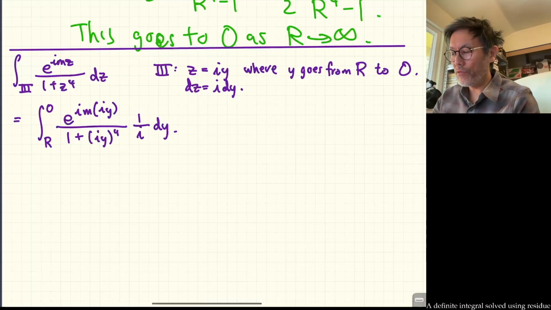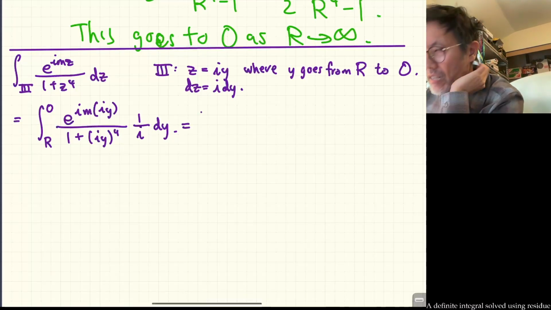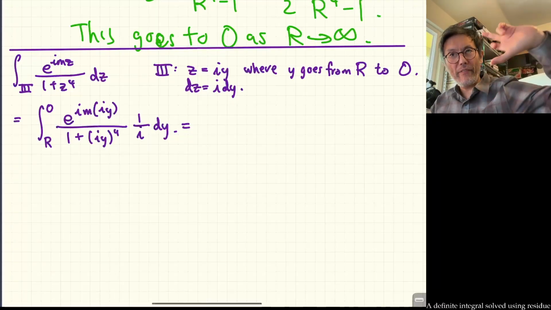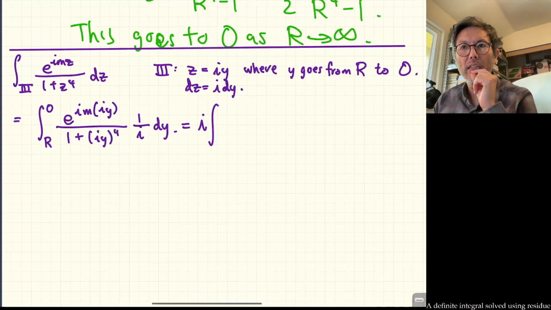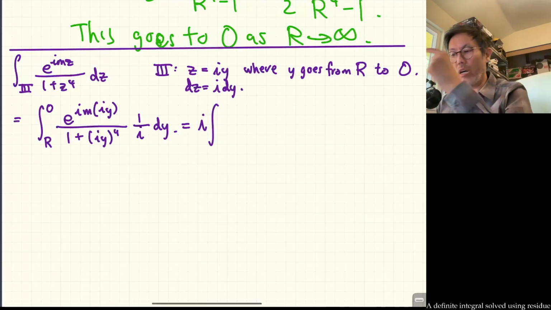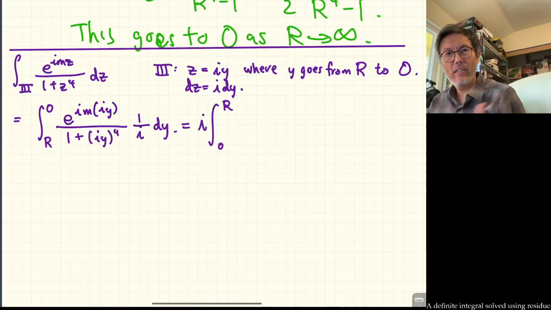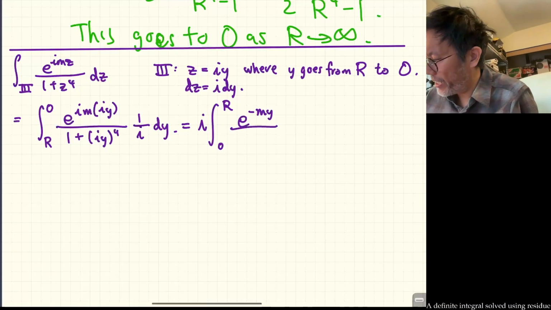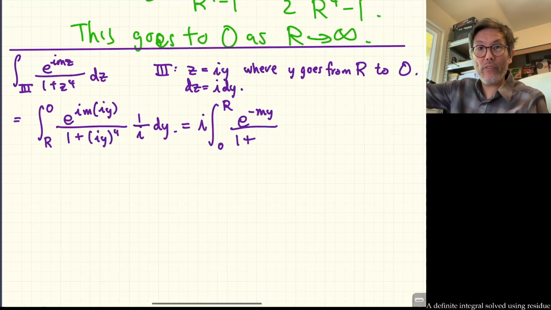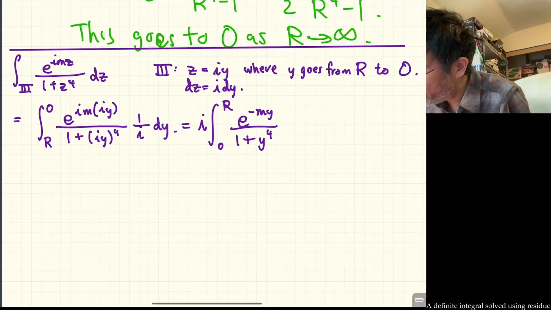So I can pull the 1 over i out. And by the way, 1 over i is the same thing as negative i. That negative i I can kill by flipping the sign of the bounds. So I'm just going to have an i outside, and then I'm going to have the integral from 0 to r. And now what is the integrand? The integrand is e to the negative my divided by 1 plus, now what is y to the fourth? i to the fourth is 1, positive 1. So this is 1, this. Sorry, I'm getting excited.